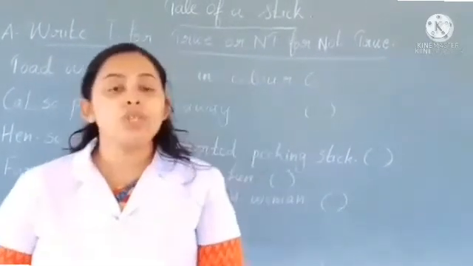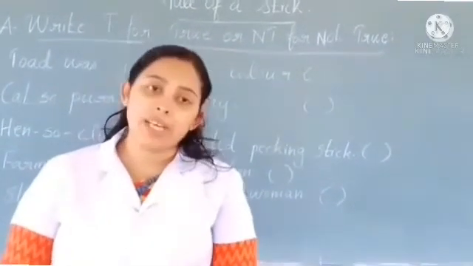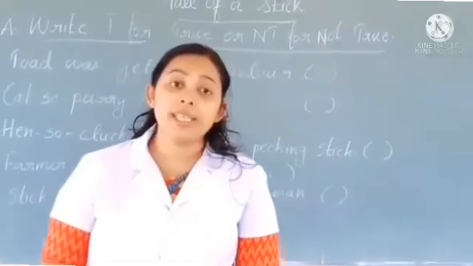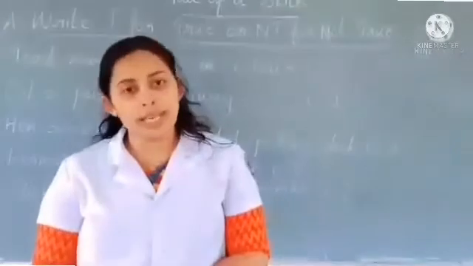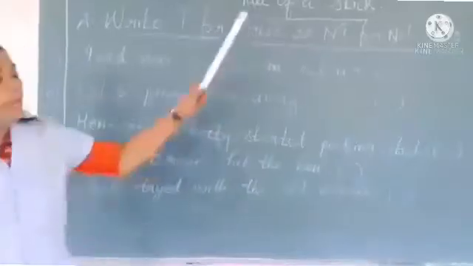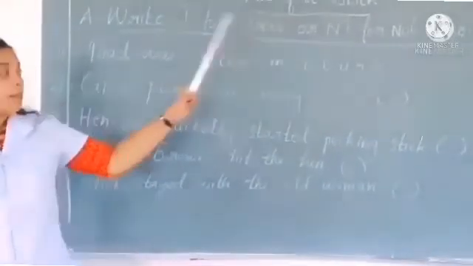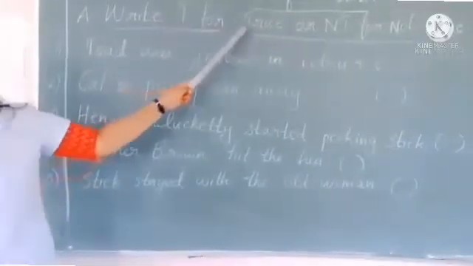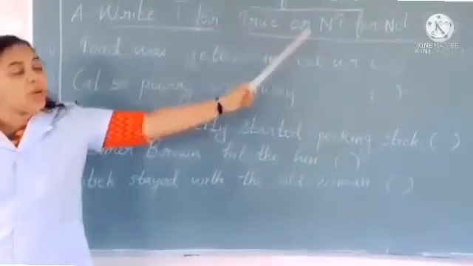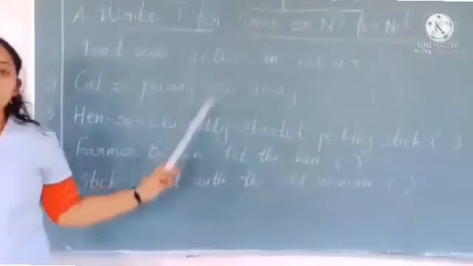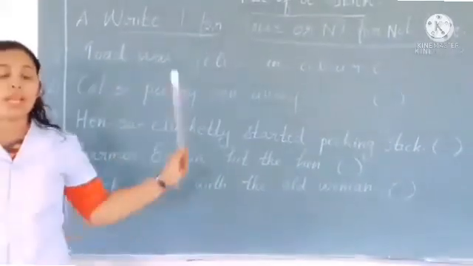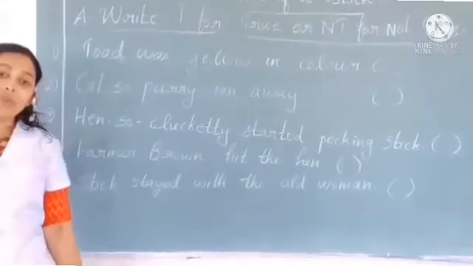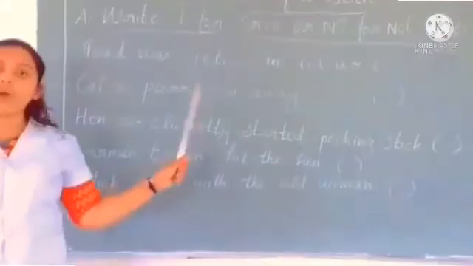That's the story. So we have discussed it in the previous class, and we are going to discuss true or false questions from this lesson and also the question answers. So all of you look at the board. Lesson 10, Tale of a Stick. Write T for true or NT for not true. Here they are given 5 sentences. We can read each one. Then if it is true, you can write T. If it is false, you can write NT, not true.